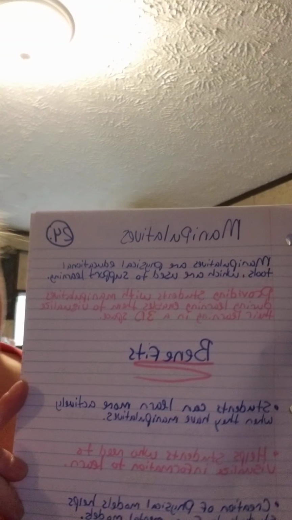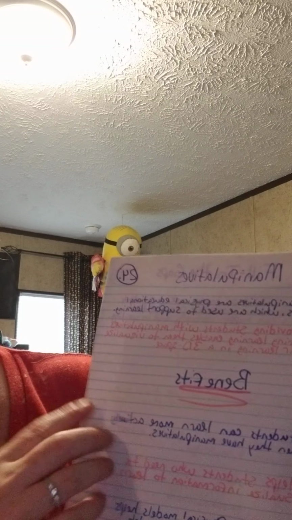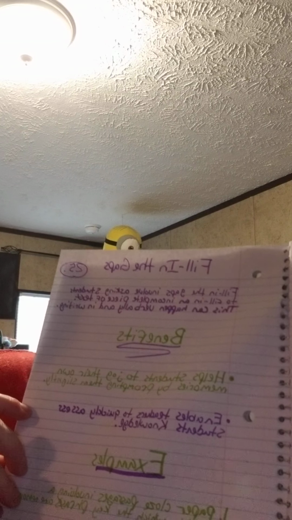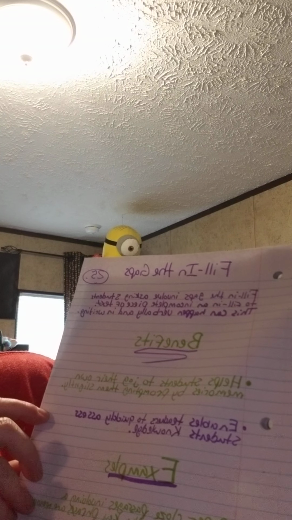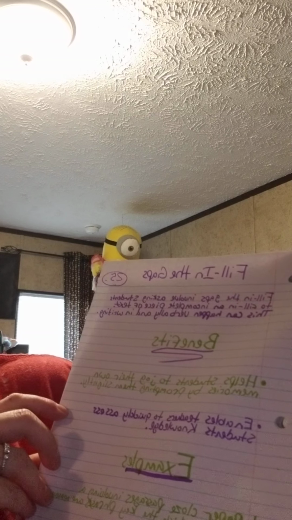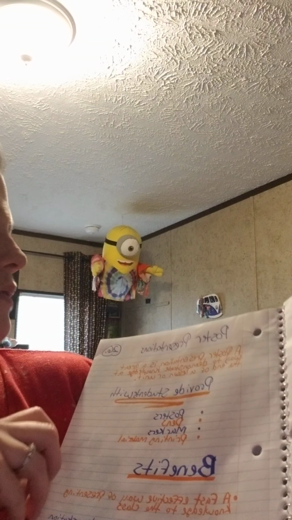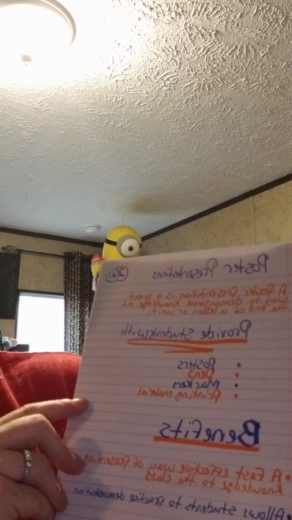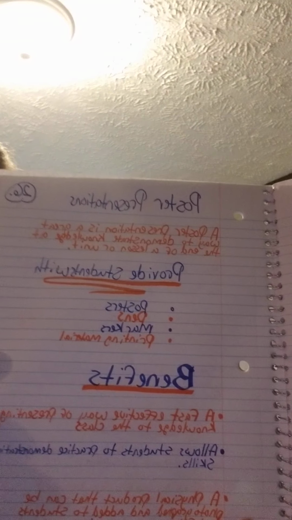Manipulatives. A lot of teachers use manipulatives, especially in special education. Manipulatives are physical educational tools which are used to support learning. Fill in the gap. Fill in the gap involves asking students to fill in an incomplete piece of text. This can happen verbally or in writing. Poster presentations. A poster presentation is just that, a poster presentation. It's a great way to demonstrate knowledge at the end of a lesson or unit.